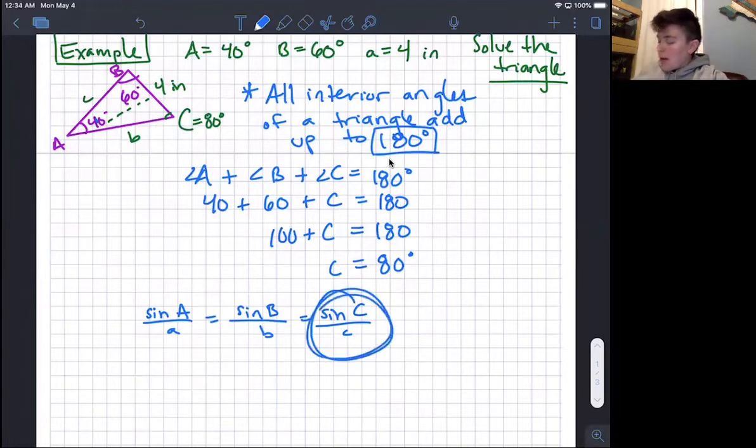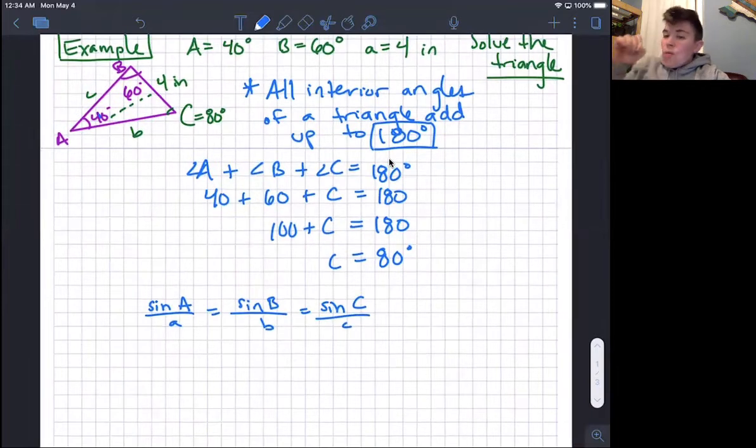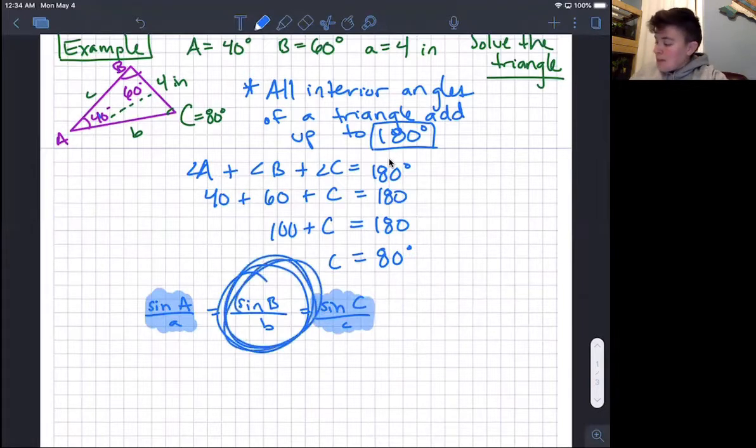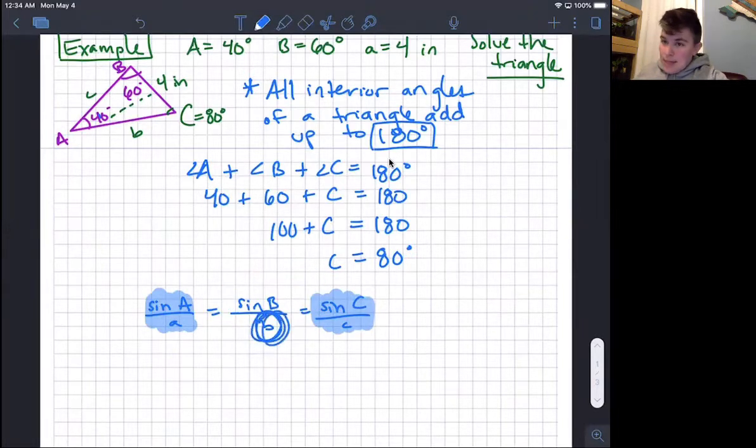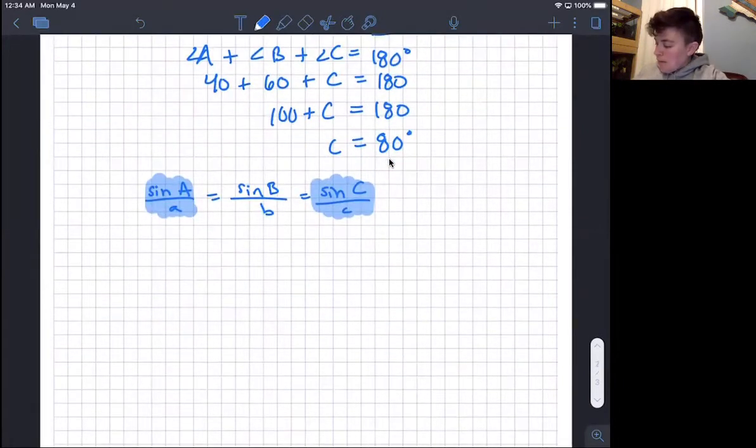So let's start with side C. So I want to make sure and utilize that guy right there. Now, I don't know what side B is. So I am actually going to use sine of A over A and sine of C over C and set those equal to each other. Again, I'm not using sine B over B because I don't know what B is. So that would leave me with 2 unknowns since I don't know what C is either. So I'm not going to use that.